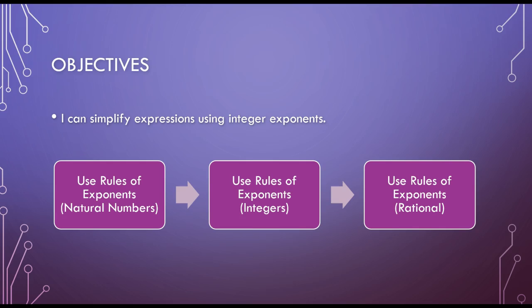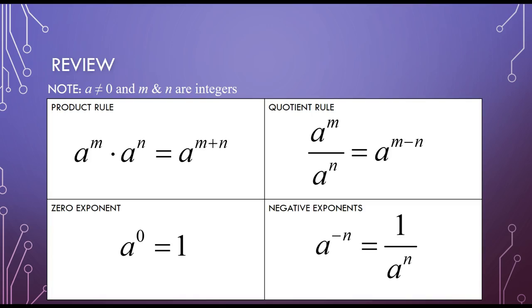And after we become comfortable using the rules of exponents with integers, a next possible lesson might be to use the rules of exponents with rational exponents. So a quick review of some of our rules of exponents. Our first is our product rule. When you have two numbers with the same base being multiplied, you end up just adding the exponents. Likewise, when we're looking at our quotient rule, two numbers with the same base with exponents, to simplify, you end up subtracting the exponents.